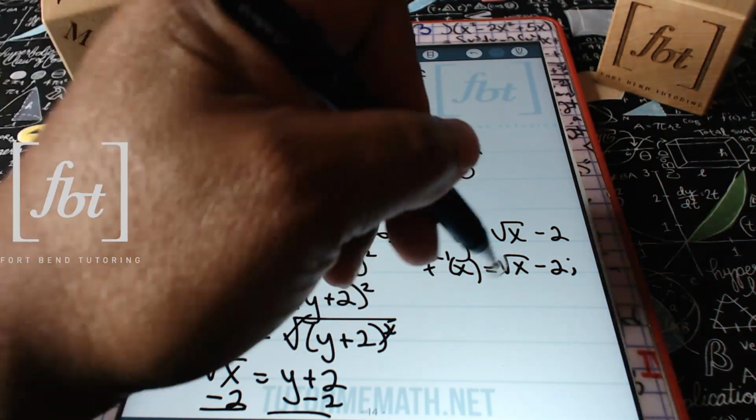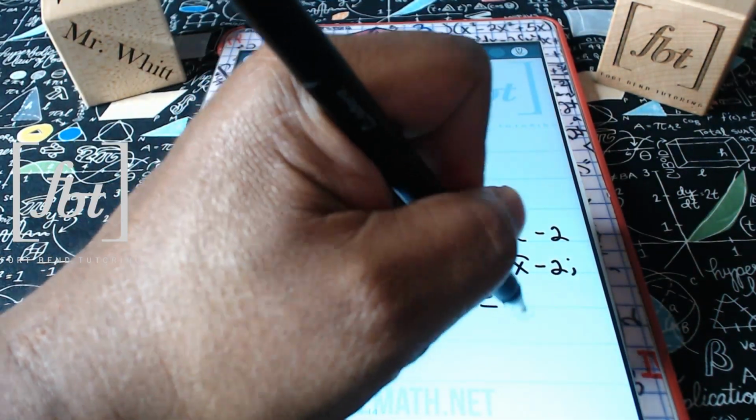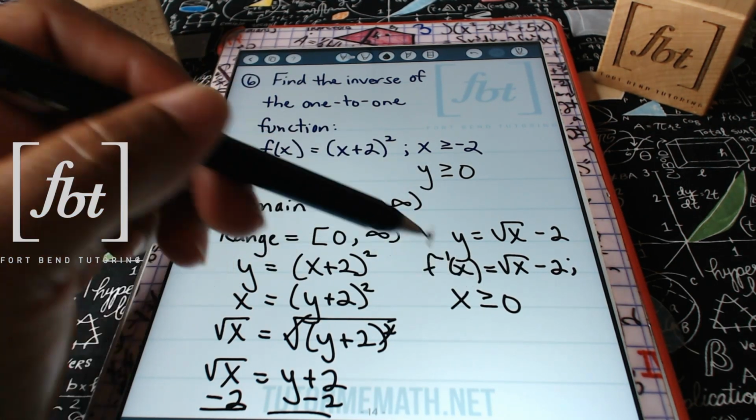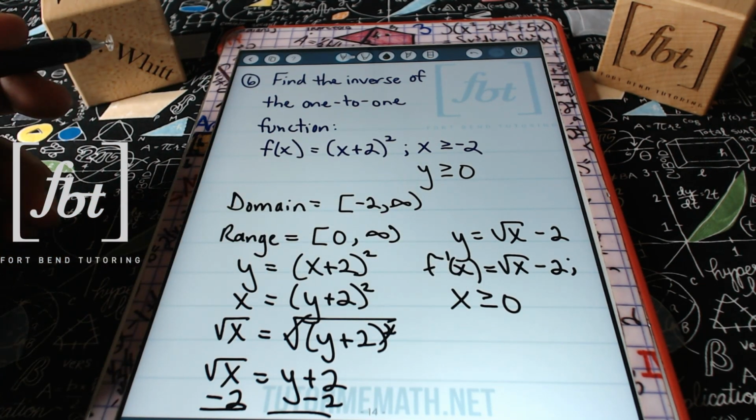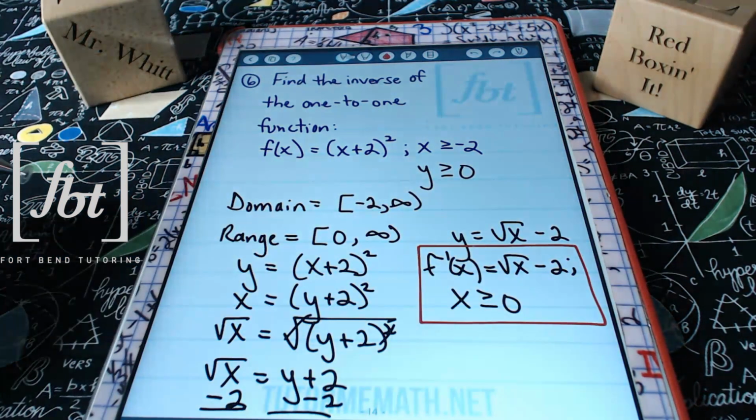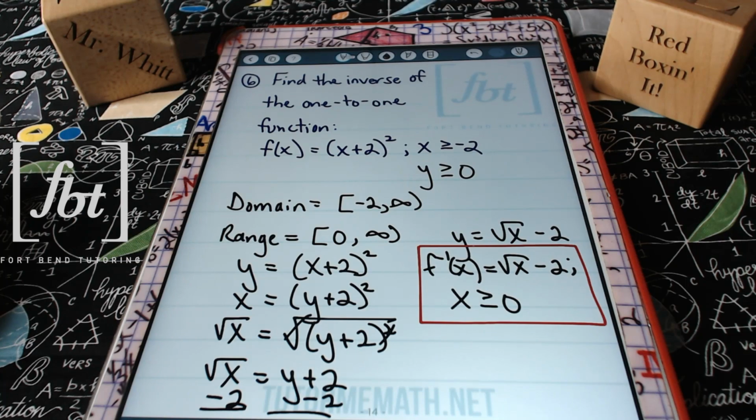And this is going to be the equation of the inverse function, with the following restriction. You'll have the restriction that x must be greater than or equal to 0, taking on the range of the original function for the domain of the inverse function. Red box it. All right, guys, so we have a red box here. So the equation for problem number 6 is done and done.